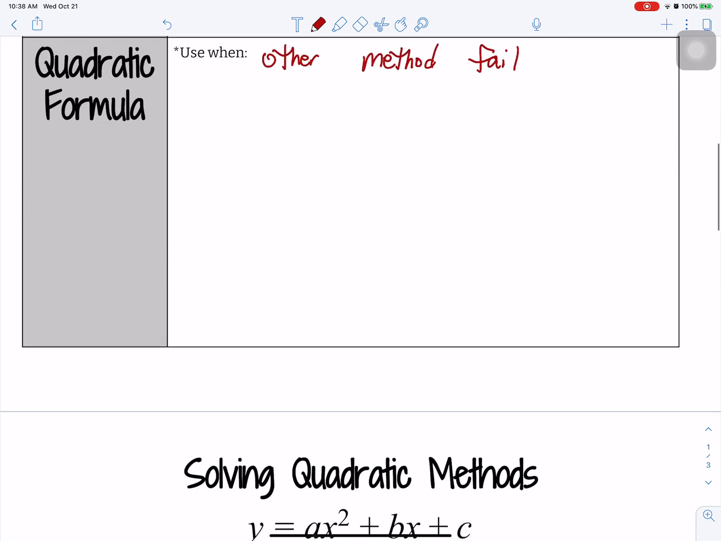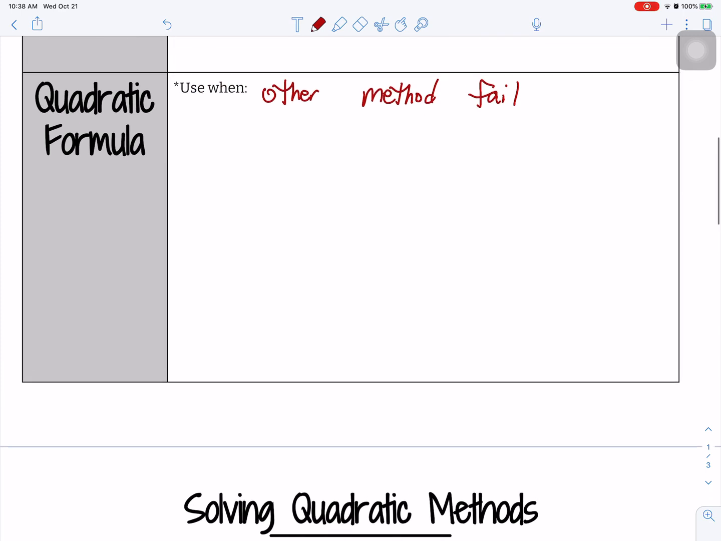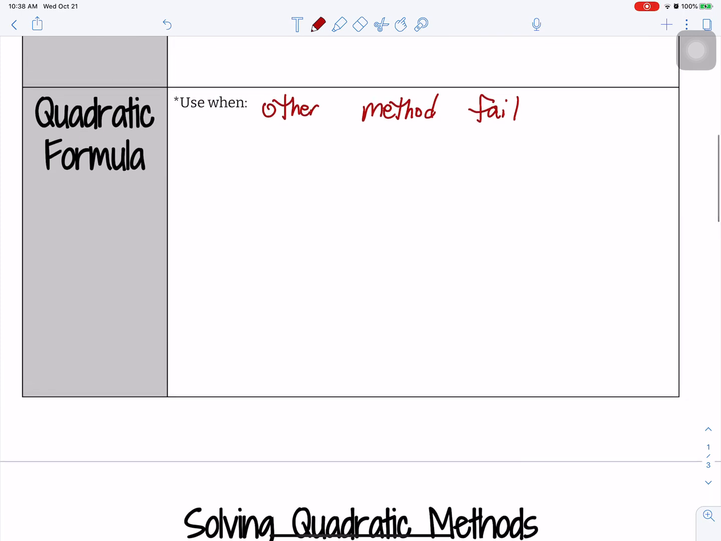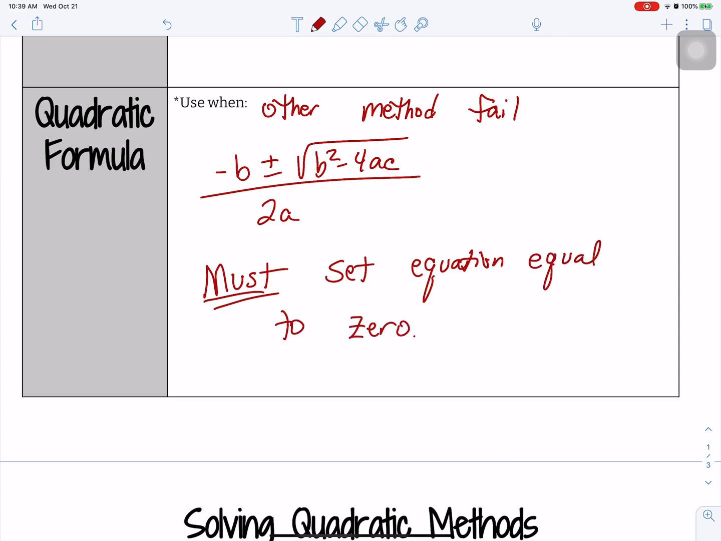So you have some options as you're looking at those. And then just remember, because it is going in your notes, it's really helpful to have what that quadratic formula is. And you must, this is so important, set the equation equal to 0. And that's it.